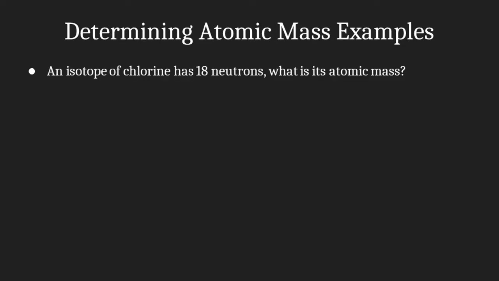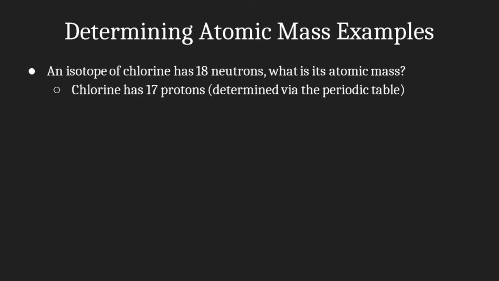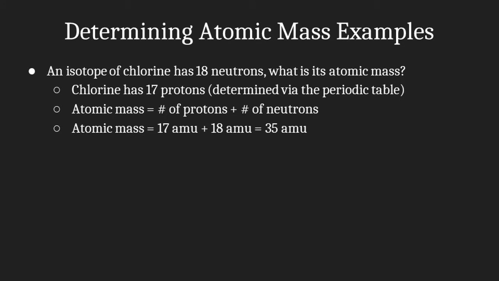So, we're told that an isotope of chlorine has 18 neutrons. What is its atomic mass? Based on the formula on the last slide, we're going to say that the atomic mass is equal to the number of protons plus the number of neutrons. To get the number of protons, we're going to have to look on the periodic table. Chlorine's atomic number is 17, meaning it has 17 protons. Therefore, to get the atomic mass, we're just going to have to add the 17 AMU from the protons plus 18 AMU for all the neutrons to get that the atomic mass of this isotope of chlorine is 35 atomic mass units.